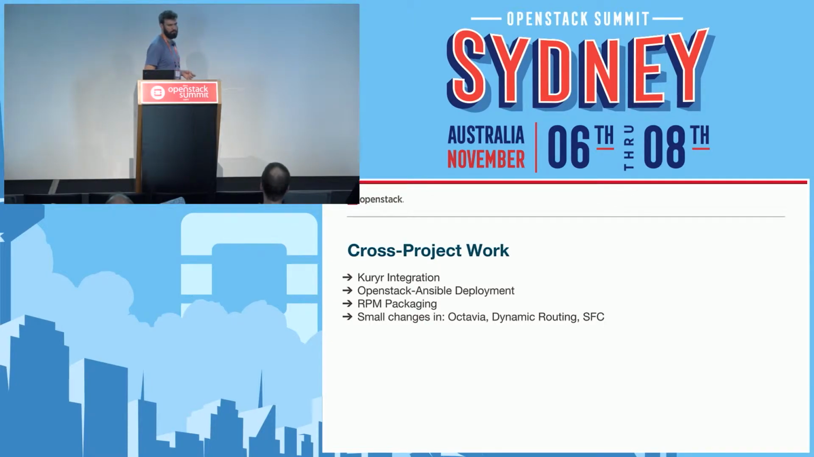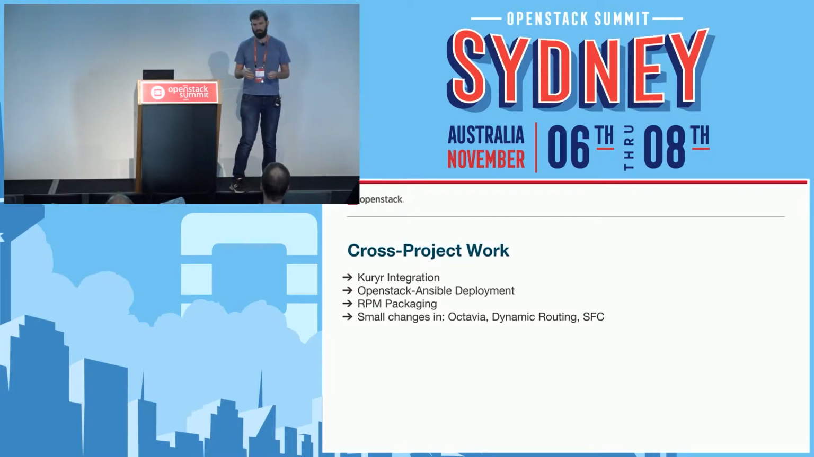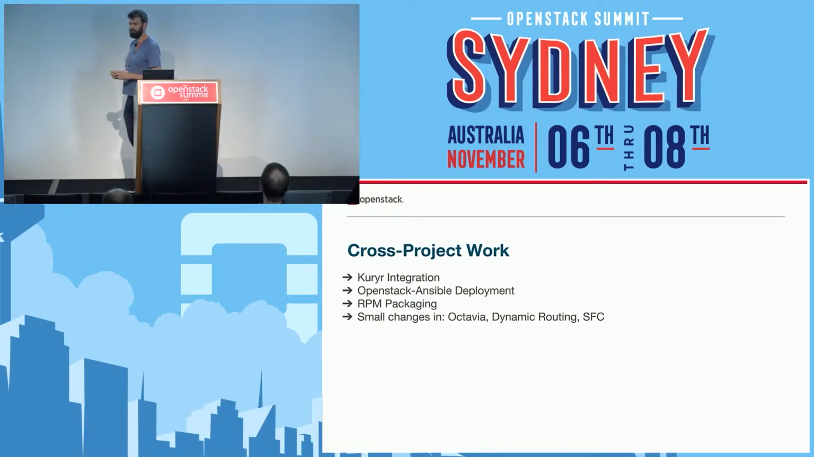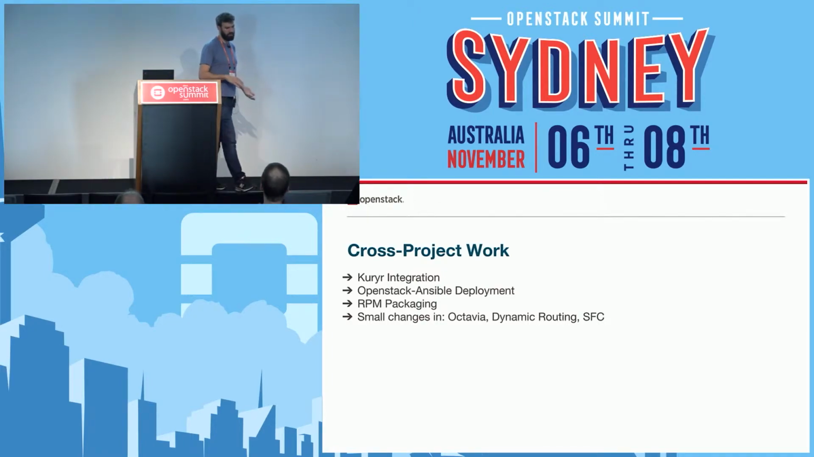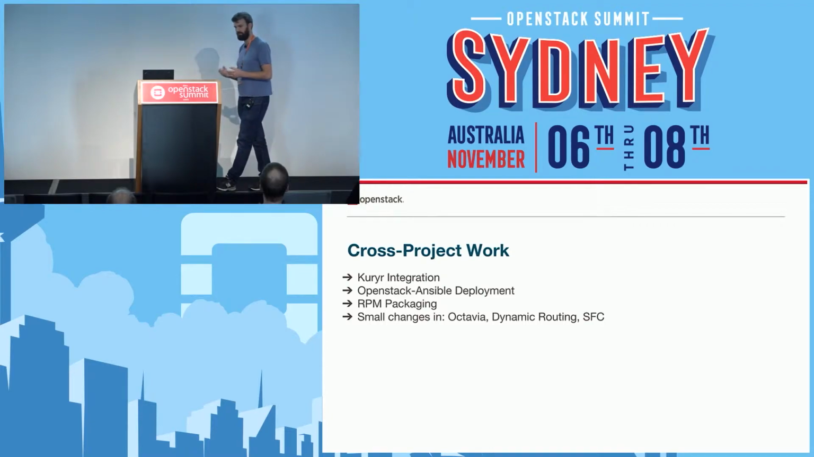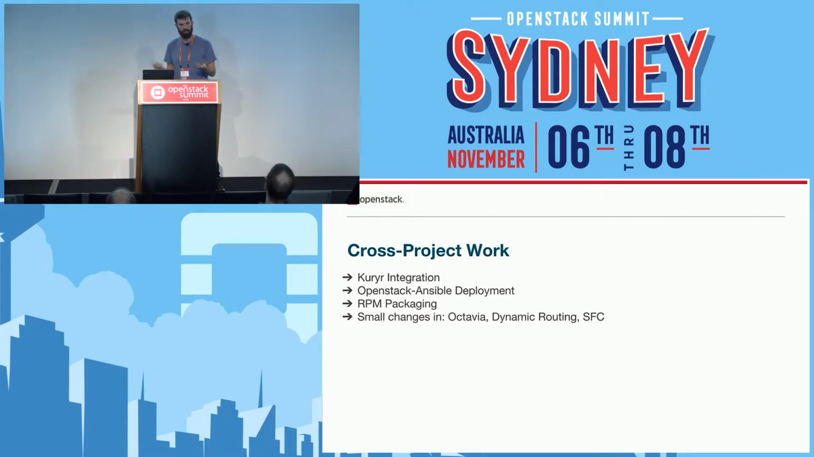As I said, we're also working on RPM packaging. There's already an initial patch up for review. There are also some requirements that we're trying to add to Fedora and CentOS. And we also made some small changes in other projects, like in Octavia and dynamic routing and service function chaining, for little things that we found and little things that help the integration, not just with us, but with other projects.